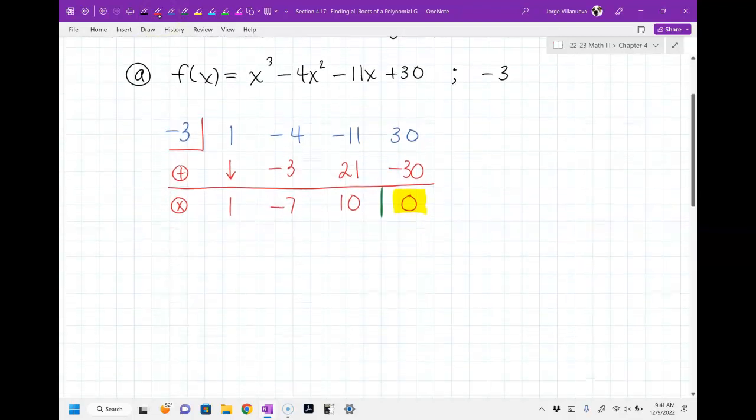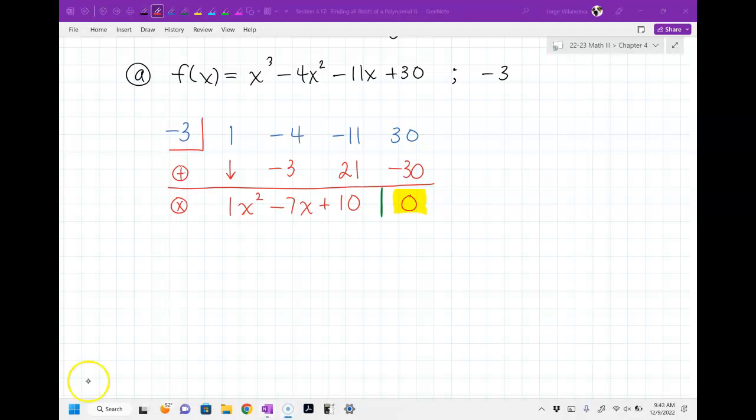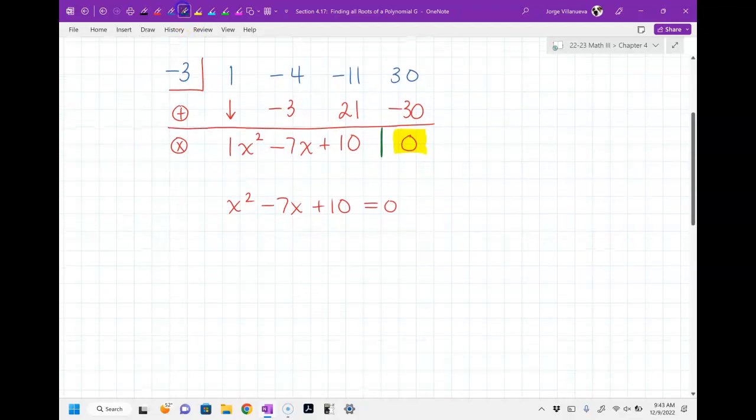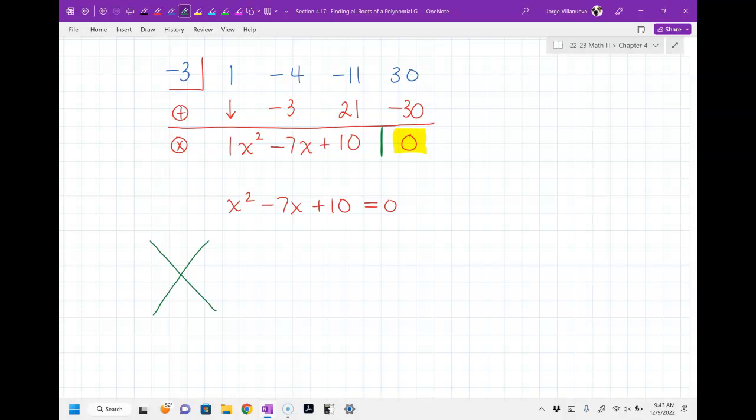Now let me write my answer here. Since I started with an x cubed, then I'm going to write x squared minus 7x plus 10. So once you have your remainder of 0, you're going to write your answer, x squared minus 7x plus 10, and you're going to figure out the solutions for that by factoring. So we're going to set this equal to 0, and we're going to factor it using the x method. It should be easy to do the x method for these problems, thank goodness. It's not going to be anything weird where you've got to divide at the end. It's going to be nice, clean factoring.